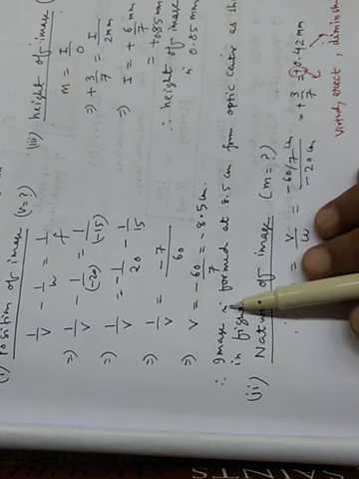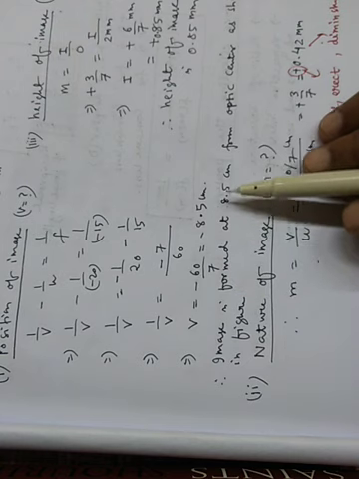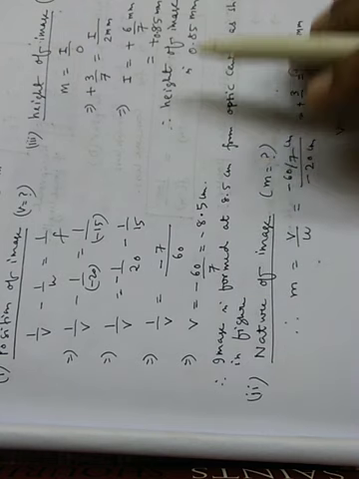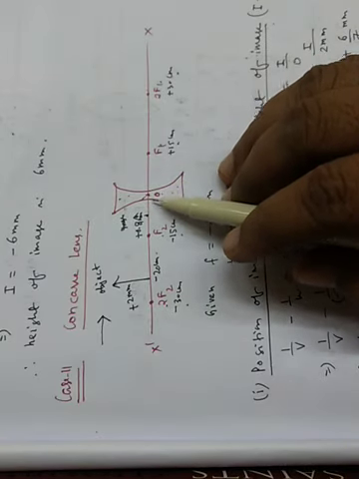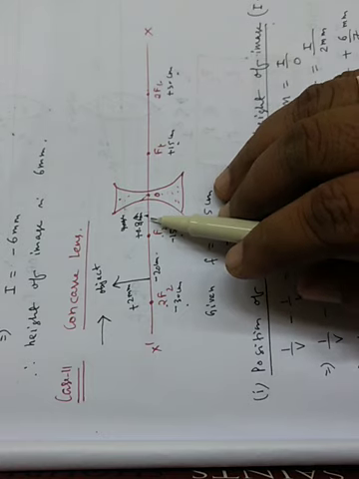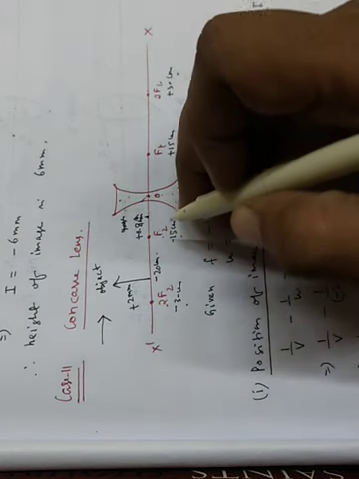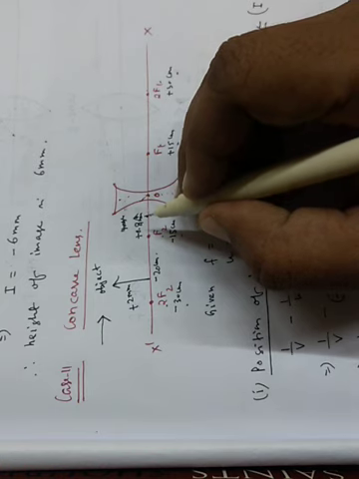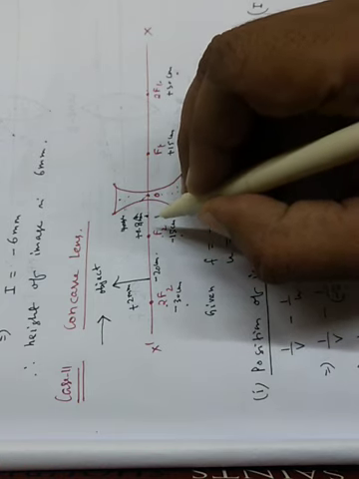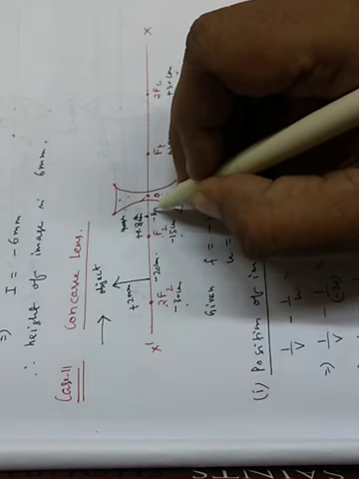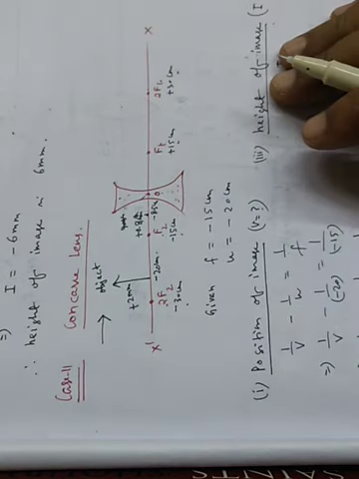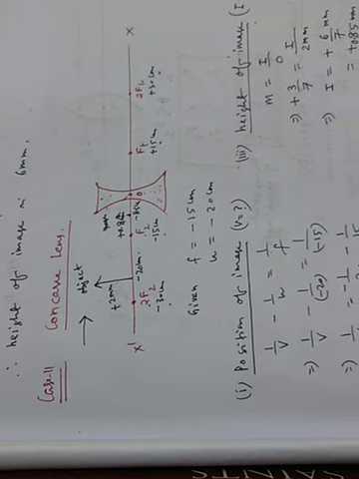Now we have to put it in words. Image is formed at 8.5 centimeter from the optic center, which is shown in the given figure. From the optic center, minus 8.5 means here. This one is your position of the image and we can also mark here minus 8.5 centimeter. Now the position of the image is clear.